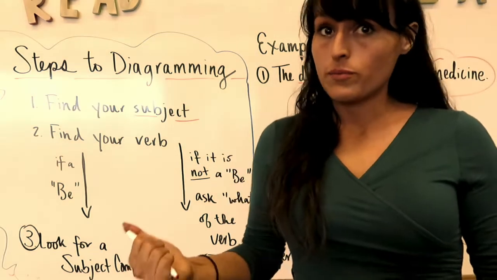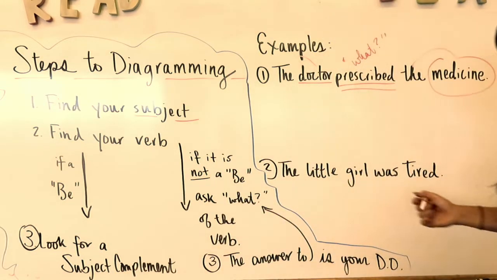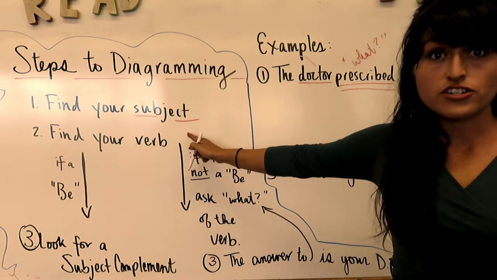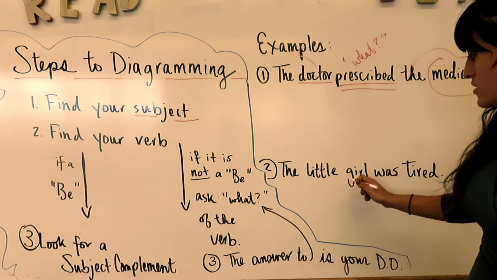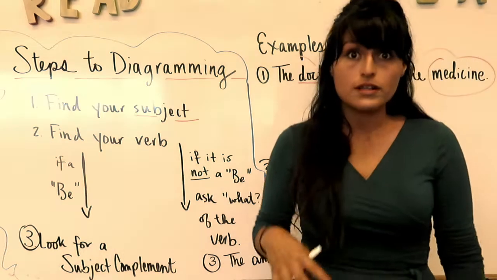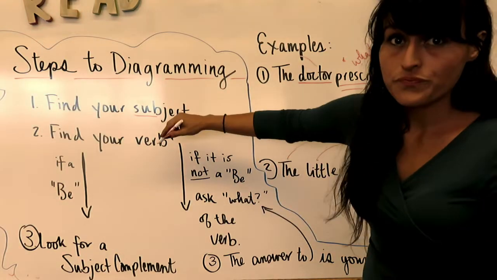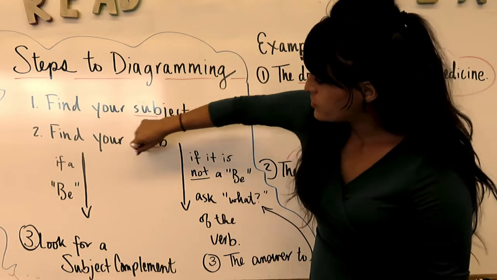This time there is a be verb. Okay, so this sentence right here: The little girl was tired. First step, find your subject. My subject is girl. Not little girl. Little is my adjective. The and little describe girl. I forgot to note over here, for verbs you double underline.